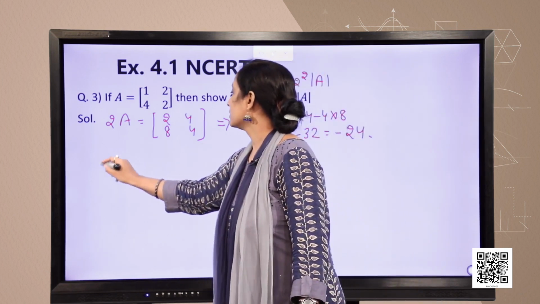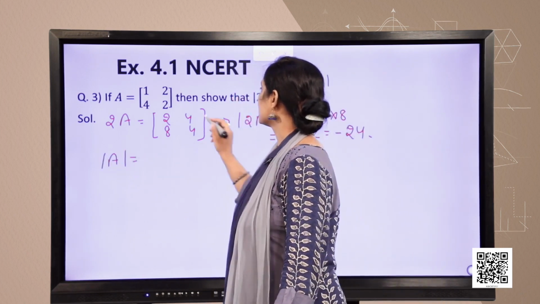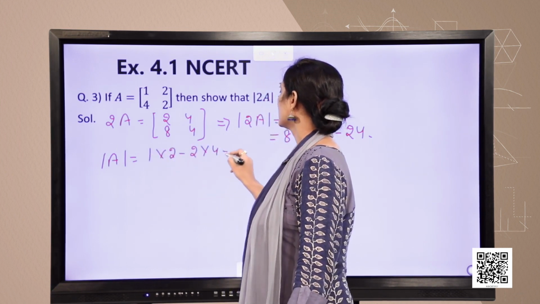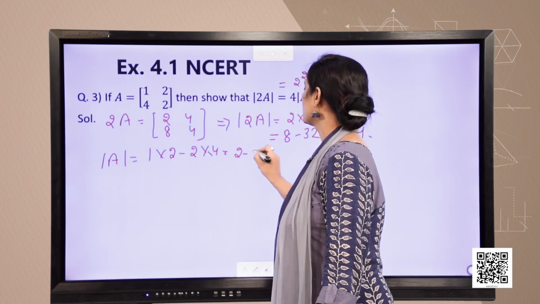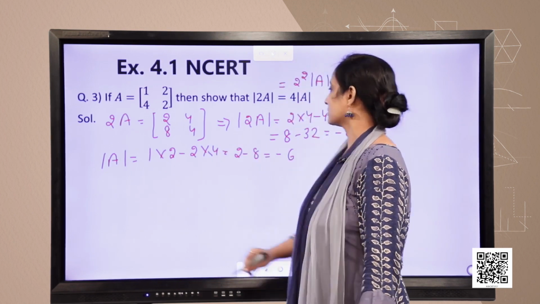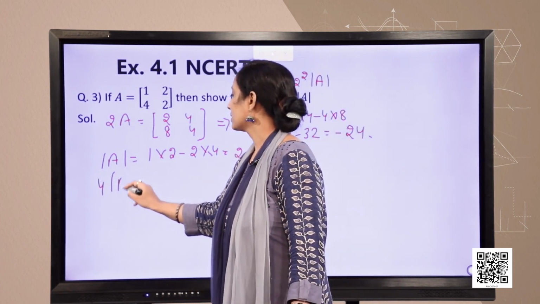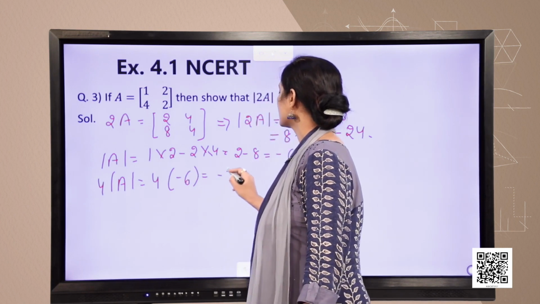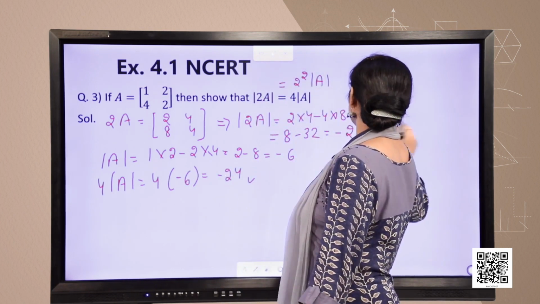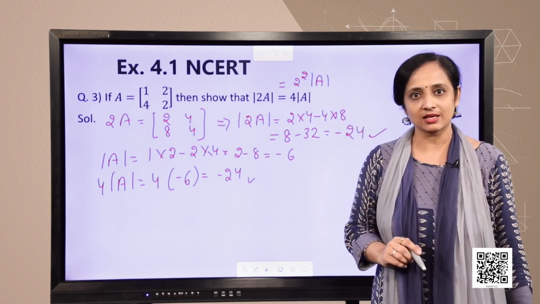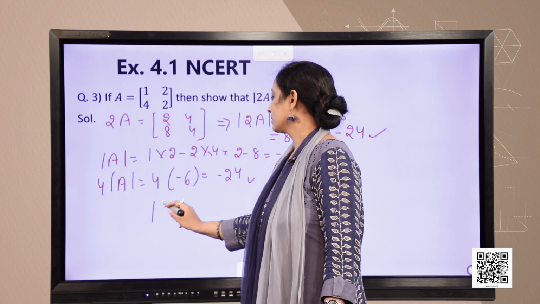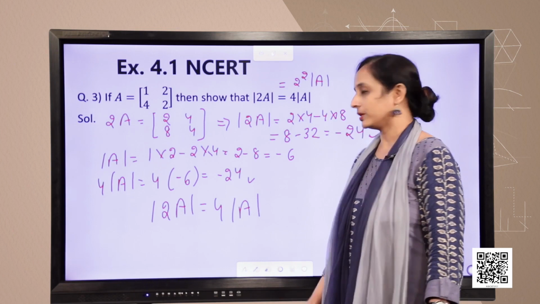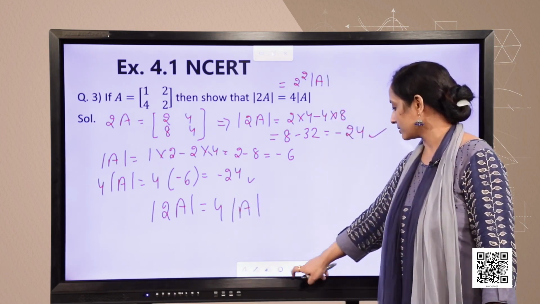Then let us take determinant A only. So this is coming as 1 into 2 minus 2 into 4, which is coming as 2 minus 8 or minus 6. When you multiply this by 4, you are getting 4 multiplied by minus 6, which is minus 24. So you can see that both the sides, both the numbers are coming as equal, or you can say that determinant of 2A is equal to 4 times determinant A. That proves our last result as well.